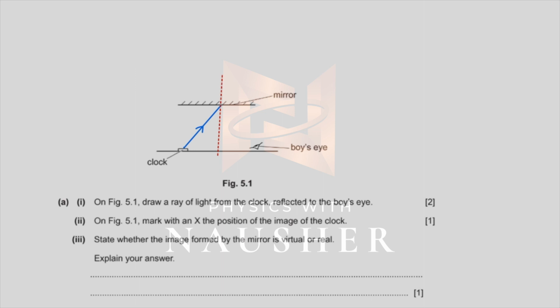So the ray that I've drawn, this is the incident ray, and this ray that I'm drawing right now is your reflected ray. You will also mark your angle of incidence and your angle of reflection. In the next part, they say label a position of x. So x is the image. So you know object distance must be equal to image distance. So this is x. State whether the image formed by the mirror is real or virtual. It is virtual since it cannot be captured on a screen.